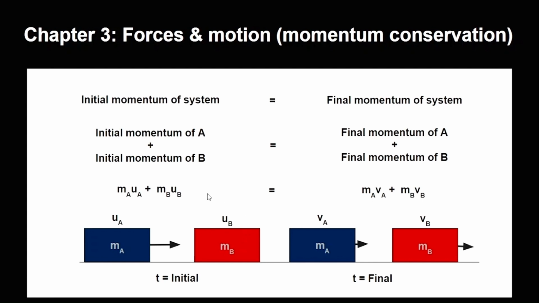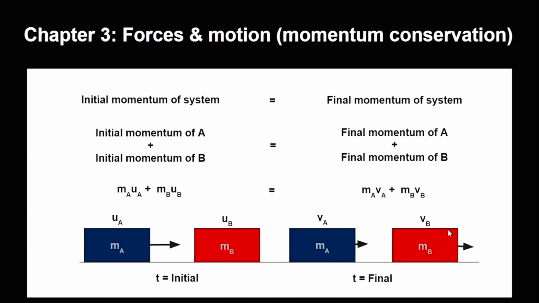So what I'm saying is B initially has no momentum before the collision with A, but then after the collision with A, B has a momentum. So if you just isolated B in the system, you can see that the momentum is not conserved, because B initially starts off with zero momentum, and suddenly it's got momentum.